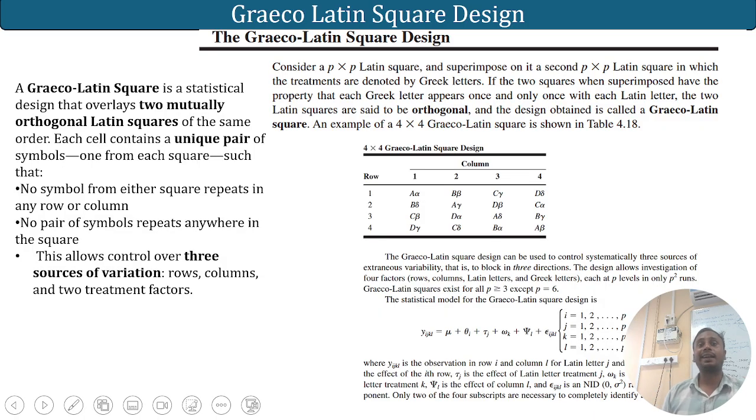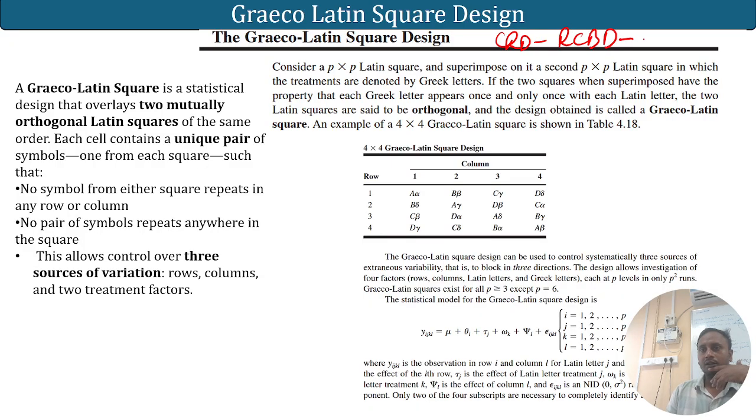So now we have the Graeco-Latin square design. What we were discussing was CRD, then RCBD, then we came to the Latin square design. Now we came to the Graeco-Latin square design: 0 control, 1 control, 2 control. Now we can control three factors, three vectors. Is it?